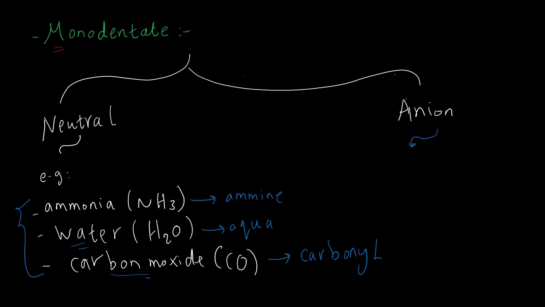Now let's move on to the second thing, which is anion. Examples of anion monodentate ligand are all halide ions, like chloride, bromide, iodide, fluoride. Also, cyanide and hydroxide.